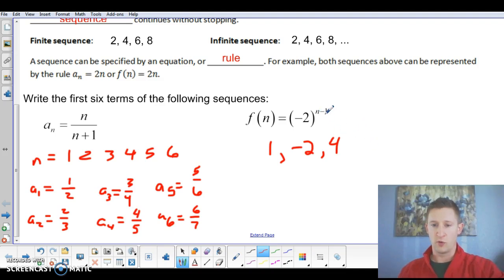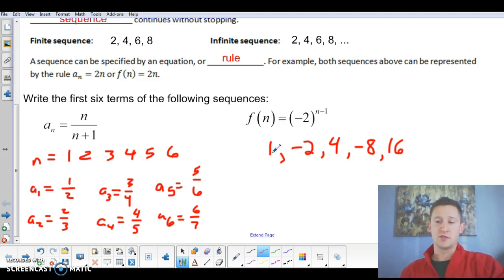Next term, I plug in 4. 4 minus 1 is 3. And negative 2 cubed is negative 8. And then plug in 5 for the fifth term. 5 minus 1 is 4. Negative 2 to the fourth power is positive 16.